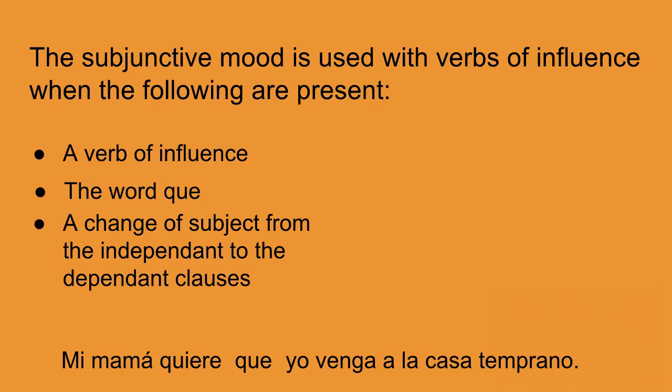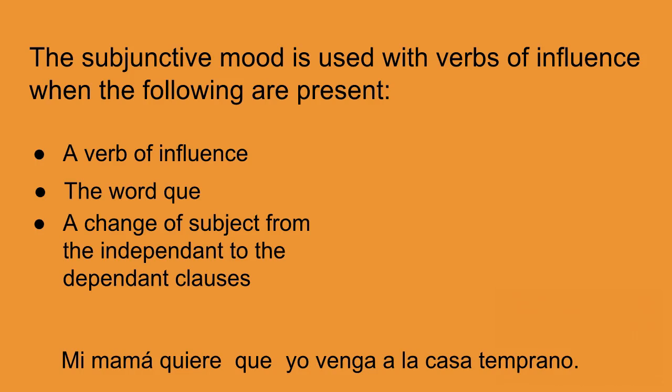So what's going on here is that mi mamá quiere que yo venga a la casa temprano. My mom wants me to come home early. Since my mom wants me to do something and it's unclear that I will or I won't, there's influence present. One person trying to influence the other. The subjunctive is required, which is why we have venga rather than the indicative viene.